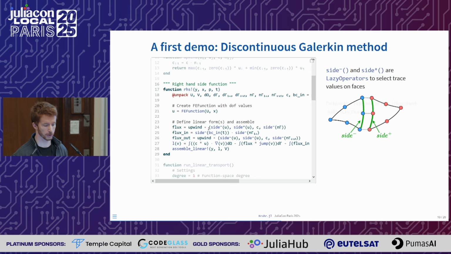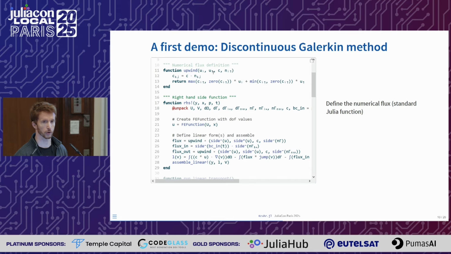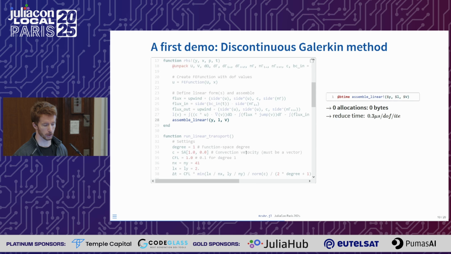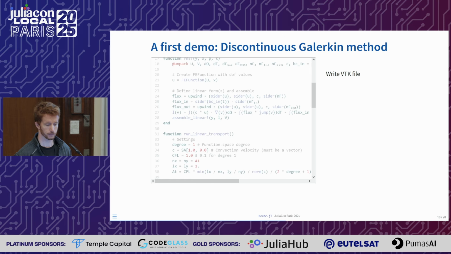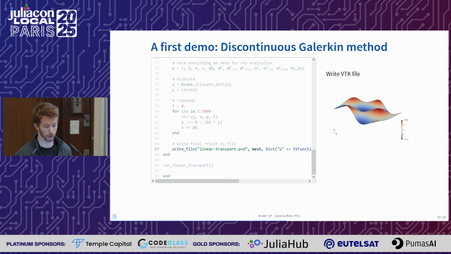Here, the numerical flux is just a classical Julia function composed with the side values. So once we have defined this weak form, everything is lazy. Now we want to evaluate the weak form and integrate it over the mesh, so we call assemble linear. What is interesting here is that we don't have any allocation in this function, thanks to the design of the architecture of Bcube. And finally, you can write the result to get some nice animation.